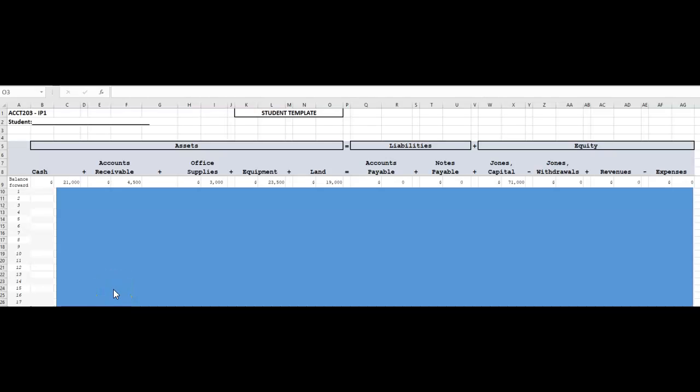Okay, hi everyone. You're looking at the student template. Now remember, the accounting equation always has to stay in balance, right? Assets equal liabilities plus equity. So here we have various accounts listed under assets and under liabilities and equity. So this is our starting balance.